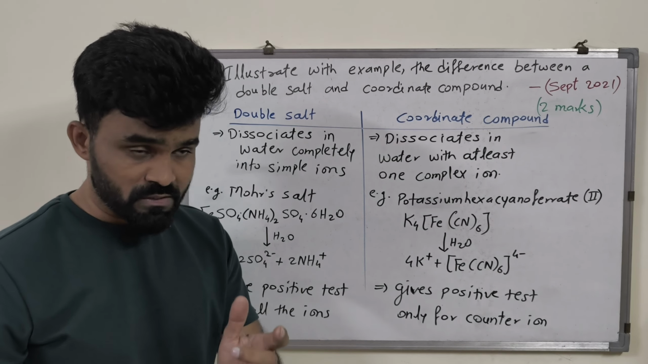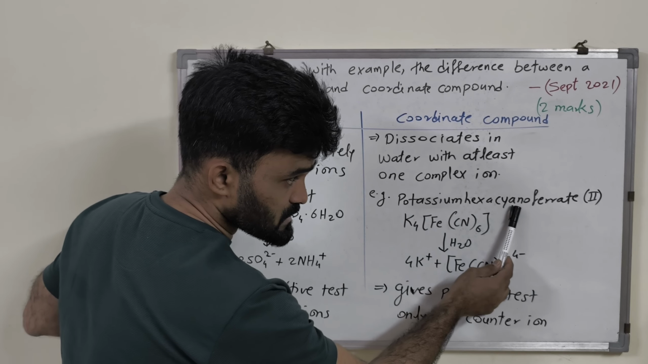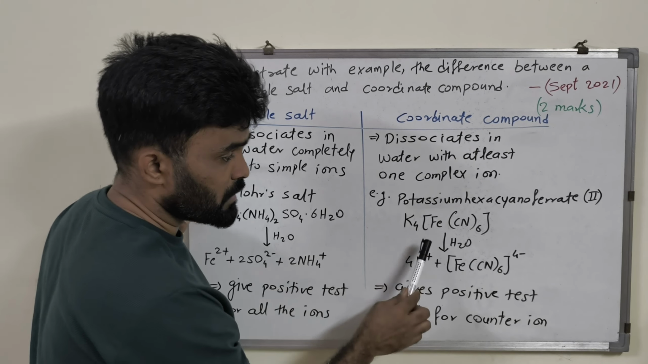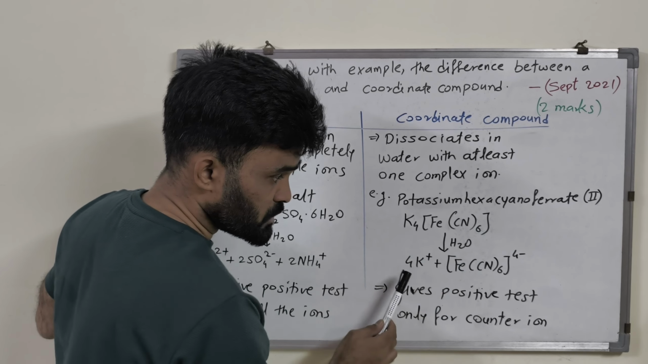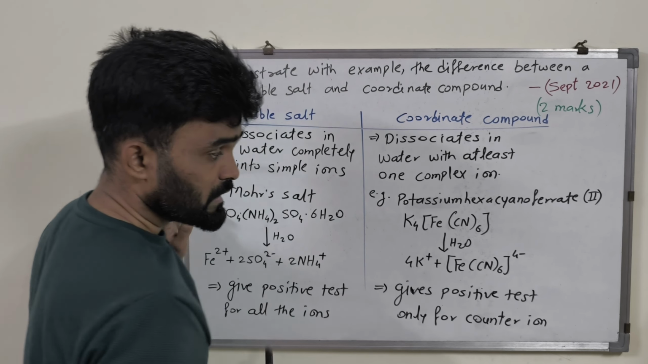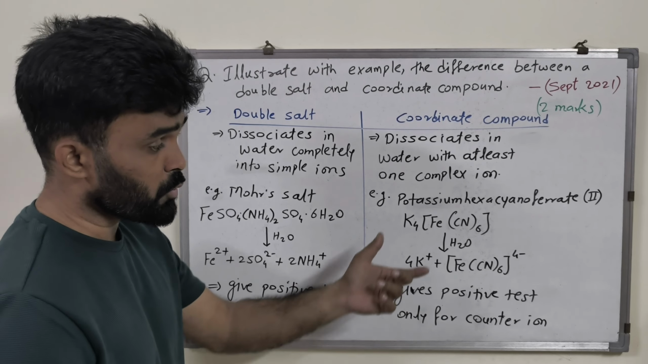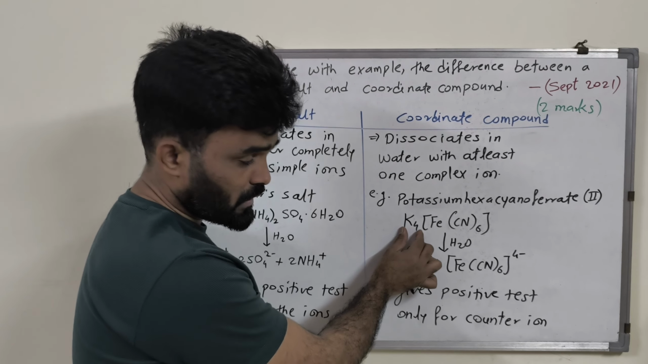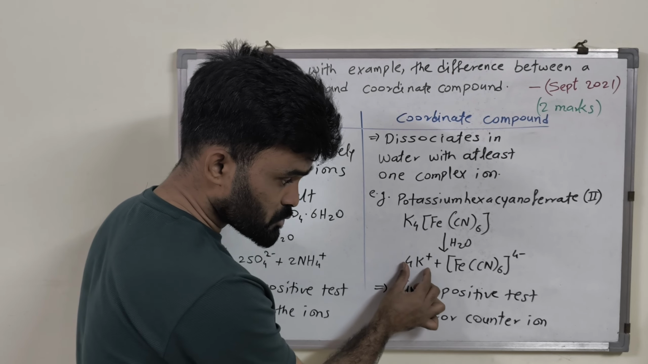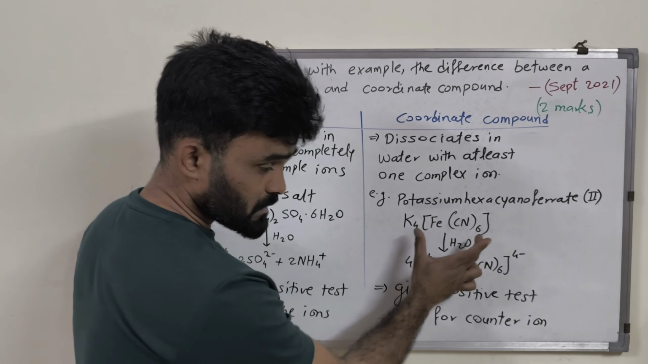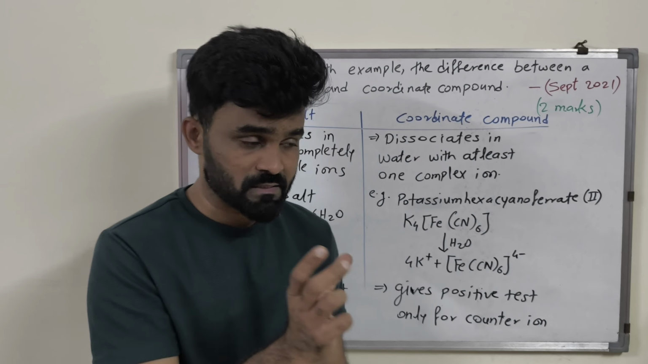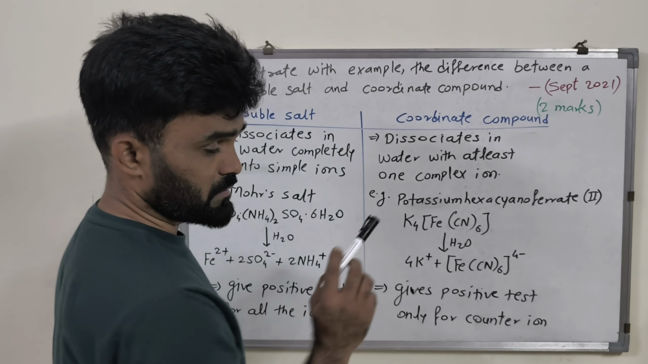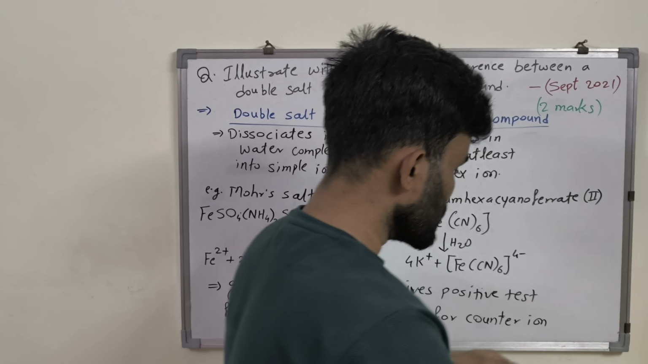Okay, what is the example here? Potassium hexacyanoferrate(II). Don't worry, we'll learn the nomenclature as well. For now, potassium hexacyanoferrate(II) is this complex. This complex goes into water to give ions in this format. This is a counter ion. This counter ion will dissociate completely, and the coordination complex inside the bracket will remain undissociated.